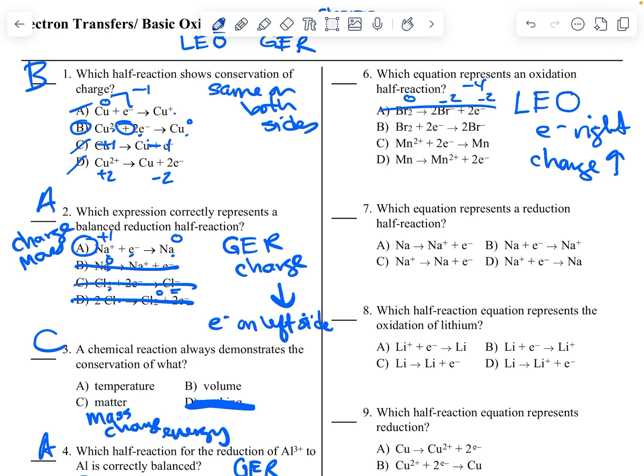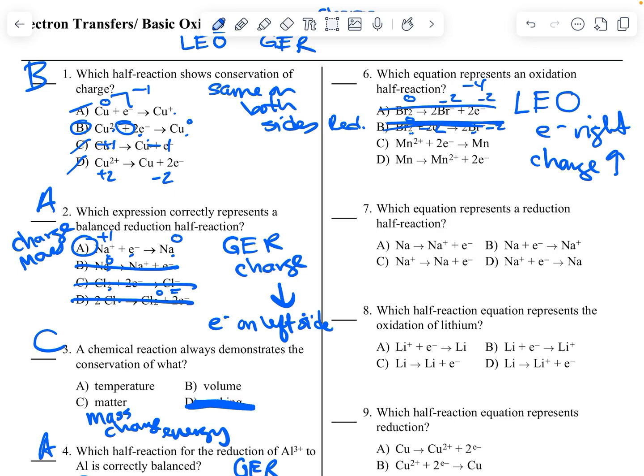Okay, so in part B, we have Br0, 2 of them. Mass is good, 2 bromines, 2 bromines. But this is a -2, and this is a -2. That's good. Yeah, but unfortunately, that's not a loss of electrons. This is a gain of electrons. So that's called reduction. That was balanced, but it's a reduction.